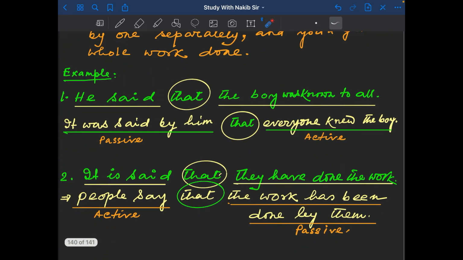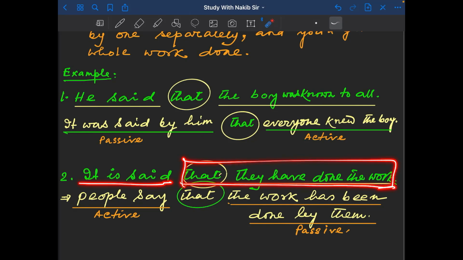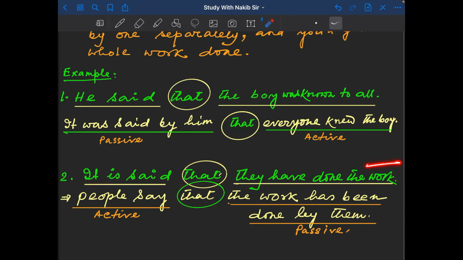Next one, another example. It is said, passive voice, principal clause, that they have done the work. That they have done the work is the active voice, subordinate clause. So it is said by whom? By people or by them. I have taken people as the subject. So it is said by people. So people say, active voice. It is said is the passive, and people say is the active of it. So people say that, where that is here as the connective. Now this one, they have done the work.